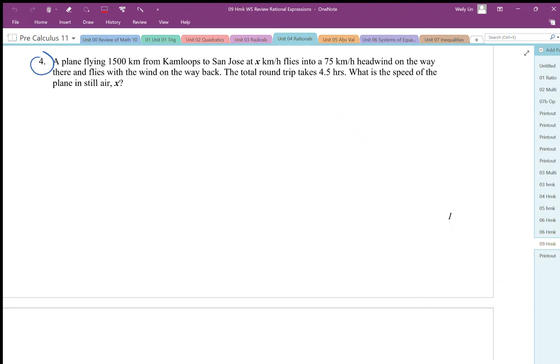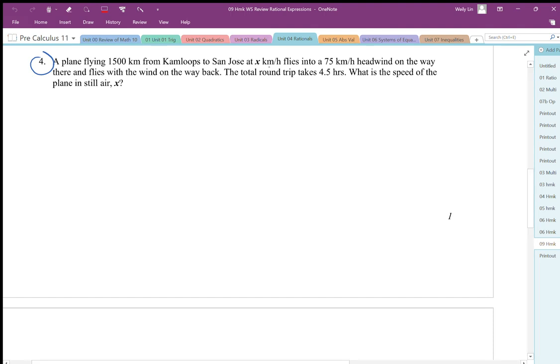From the review sheet, question number 4 says a plane flying 1,500 kilometers from Kamloops to San Jose at x kilometers an hour flies into a 75 kilometer headwind on the way there and flies with the wind on the way back. The total round trip takes 4.5 hours. What is the speed of the plane in still air?